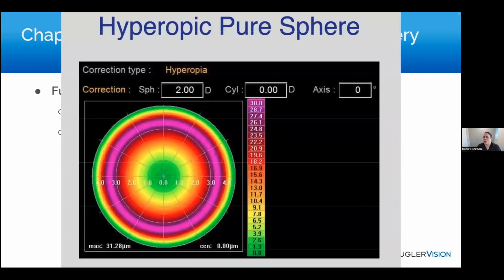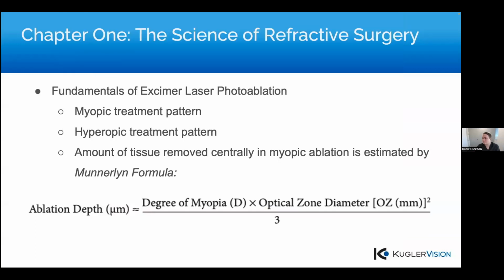With hyperopia, instead of treating the center, we're treating the periphery of the cornea, and that peripheral removal of corneal tissue induces central steepening in the cornea to treat hyperopia, to give the cornea more effective power and correct farsightedness for patients. So understanding the basic ablation patterns is important.